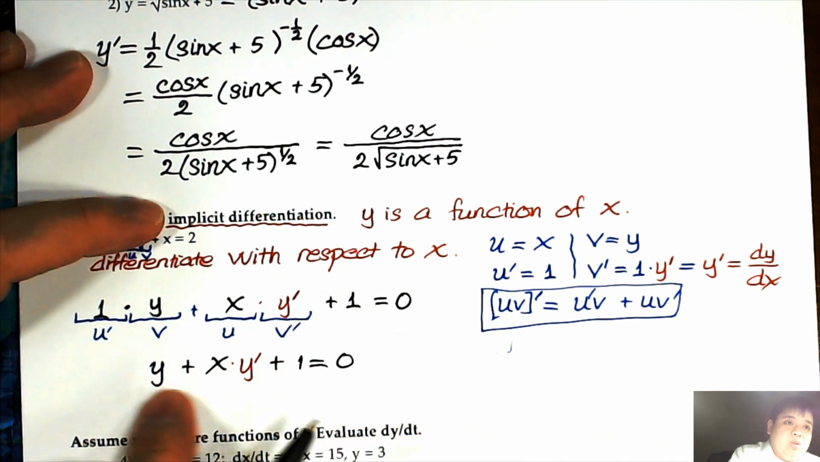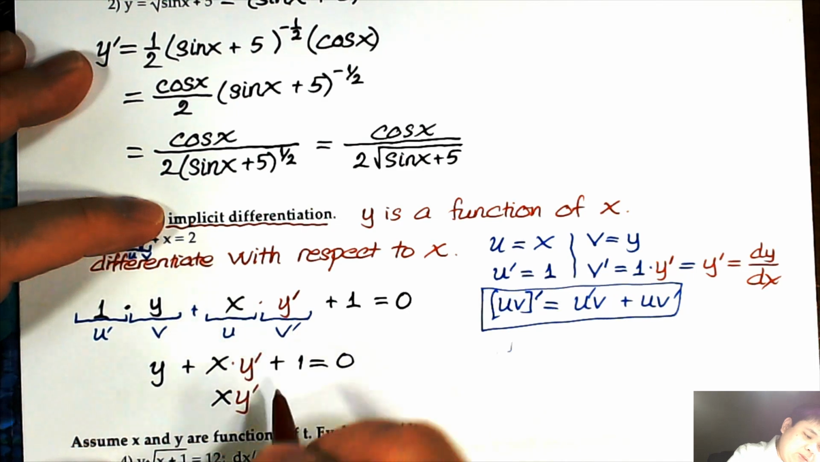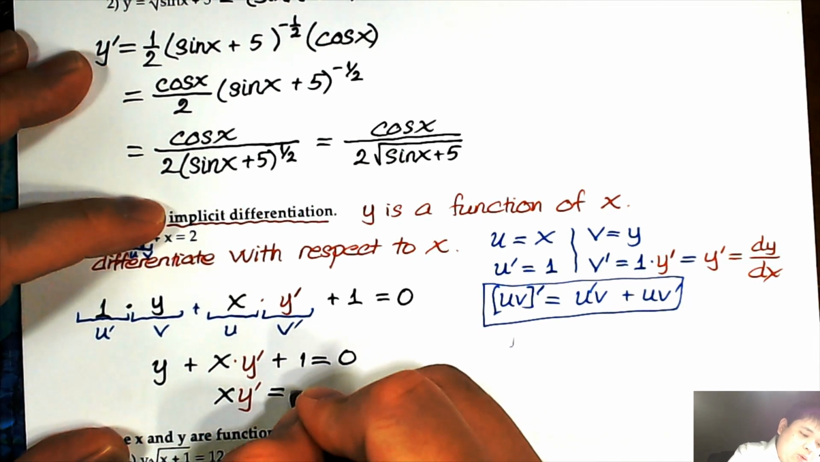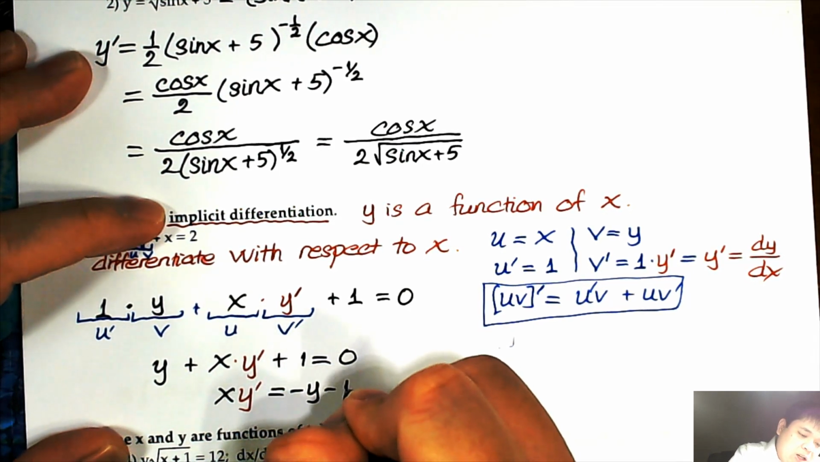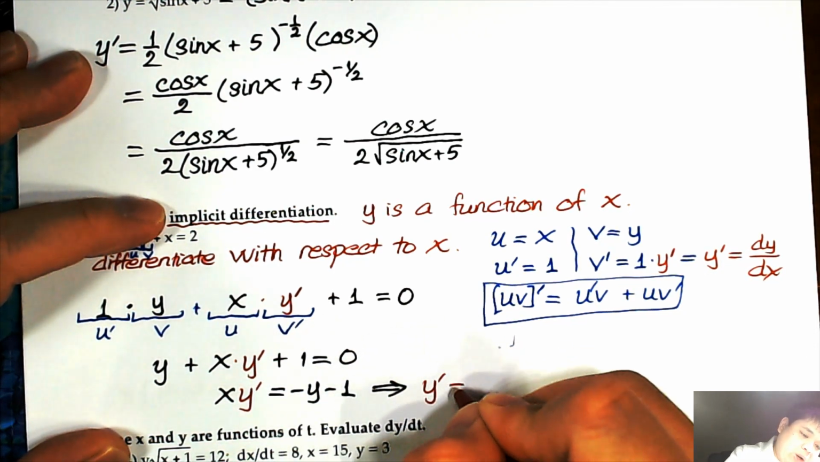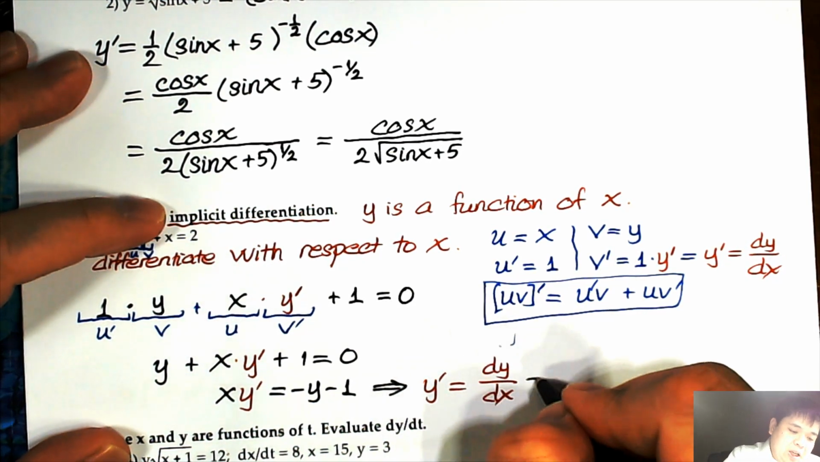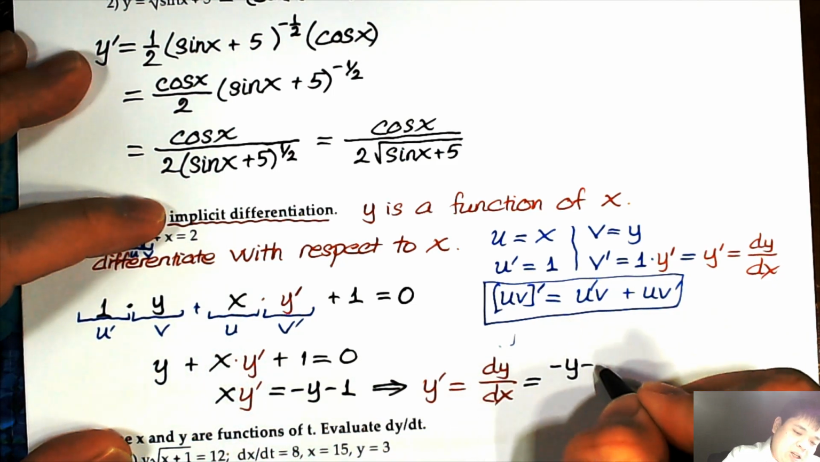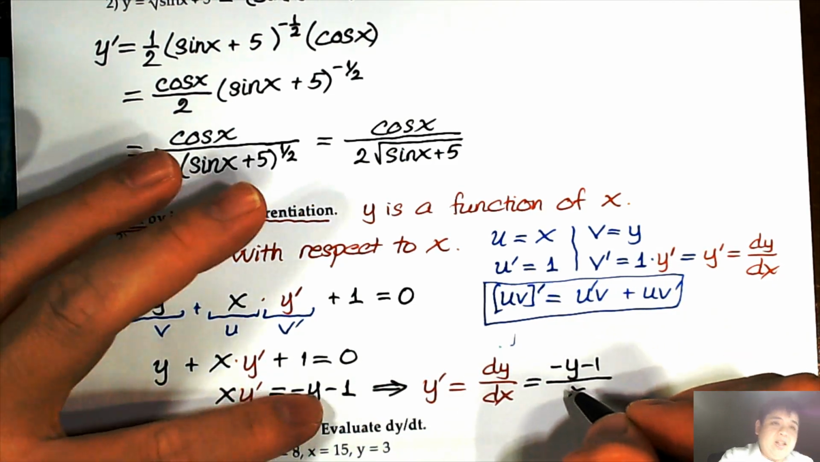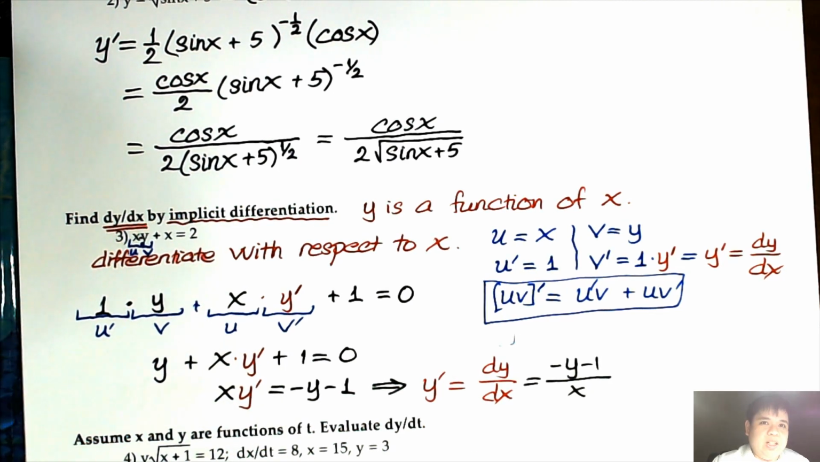So we move the 1 and we move the y to the other side. x y prime equal to minus y minus 1. And finally, if we solve for y prime, or we can write dy over dx, equal to negative y negative 1 over x. Right, so that's what we have. Here y is a function of x because we're looking for dy over dx.